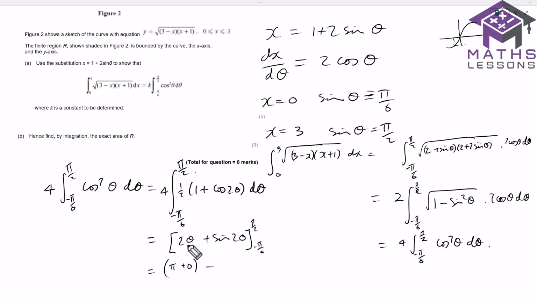Put minus pi by 6 into this, we're going to get a minus pi by 3 when you double that. And then put minus pi by 6 into sine 2 theta, we get minus root 3 over 2. So if we do this, pi minus minus pi by 3, we get 4 pi by 3. 0 minus minus root 3 over 2 will give me a plus root 3 over 2. And there's our final answer.